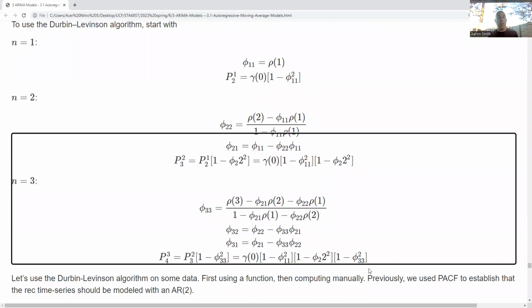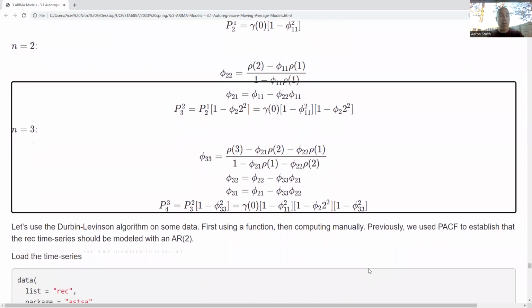Okay, so let's use the Durbin-Levinson algorithm on some actual data. During a previous video, we used the partial autocorrelation function to determine that the REC time series, the recruitment time series, should be modeled with an AR2 model. So that's pretty short, pretty easy. You know, I can do this by hand if I want to, or I could drop it into a function in R. So let's do both, just to verify that this is correct.